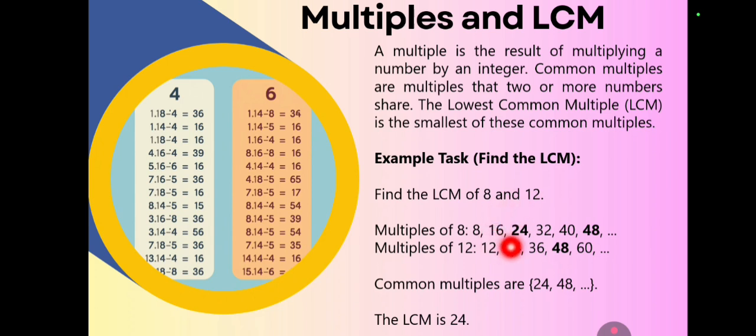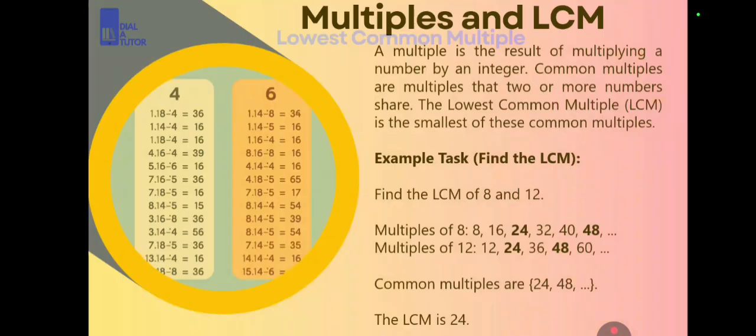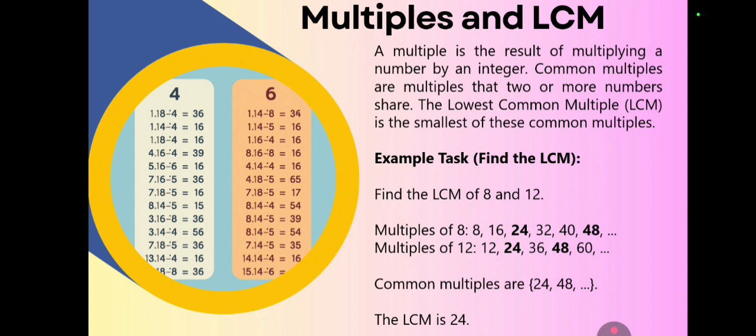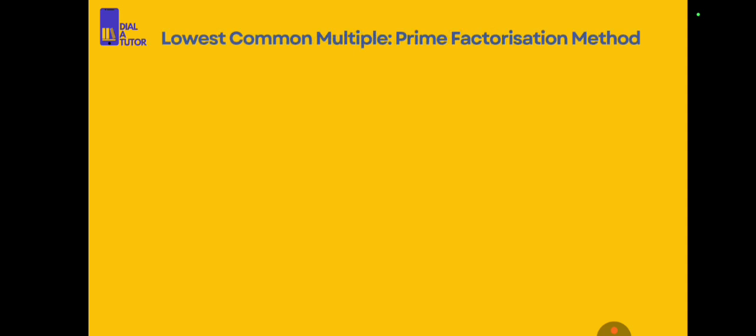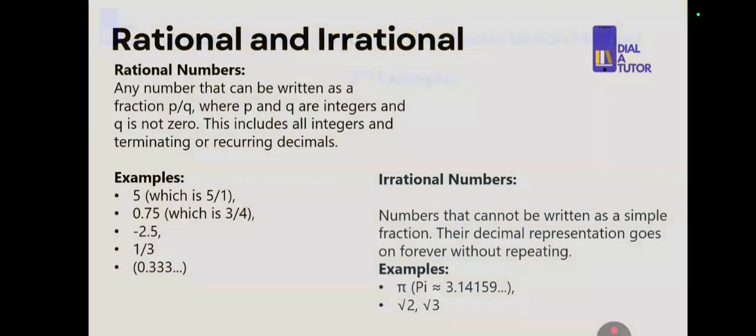So the common multiples are 24, 48, and I believe we can get to 72, 96, and so on. Hence the common multiples of 8 and 12 are 24, 48, 72, 96. However, the lowest is 24. So videos for lowest common multiples will be shown in the link or playlist. Using prime factorization will also be shown, and also a second example.